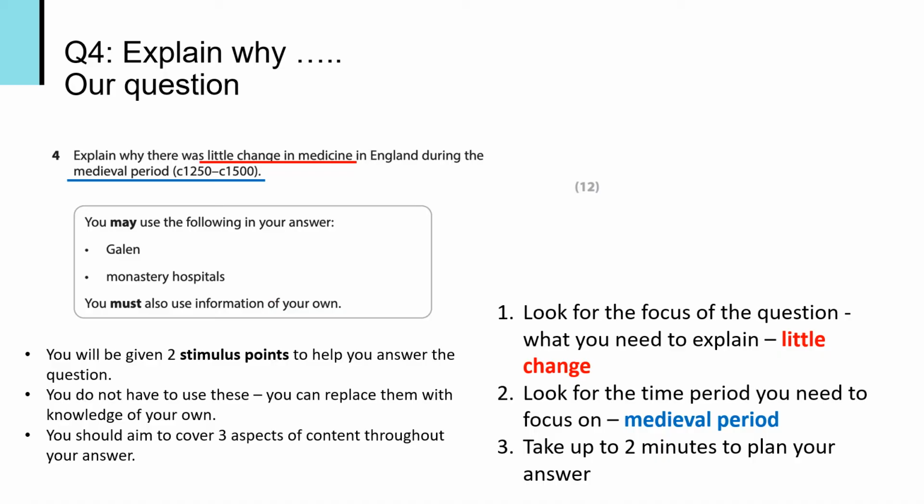Today we are going to look at a question 4 from the Medicine in Britain paper. Explain why there was little change in medicine in England during the medieval period, circa 1250 to 1500. First of all, look for the focus of the question. What do you need to explain? And we've highlighted it here in red for you. We're explaining little change in medicine.